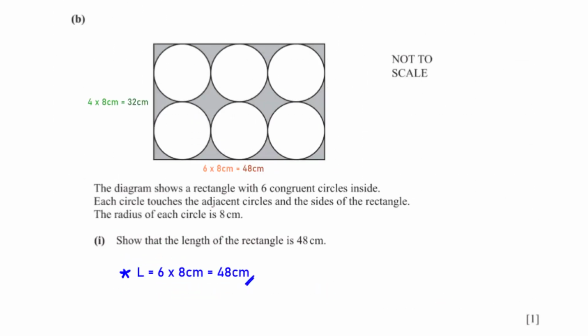The diagram shows a rectangle with 6 congruent circles inside. Each circle touches the adjacent circles and the sides of the rectangle. The radius of each circle is 8 centimeters. Show that the length of the rectangle is 48 centimeters. The length of the rectangle is 6 times the radius of a circle, which is 8 centimeters. This gives us 48 centimeters.